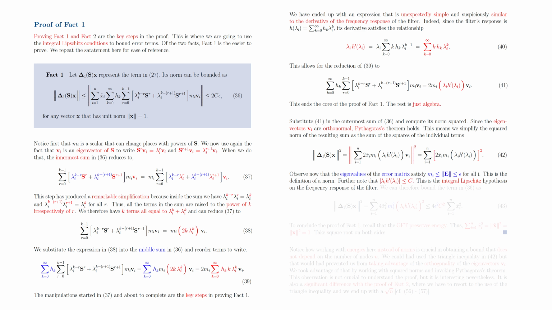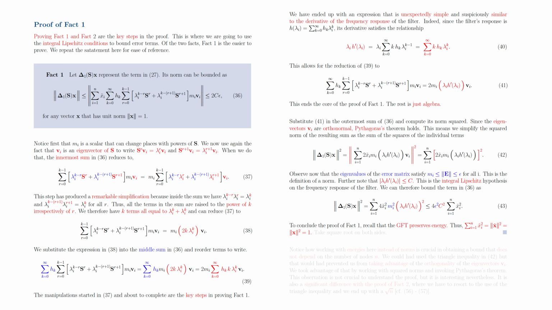Further note that the factors lambda_i times h prime of lambda_i are bounded by C. This comes from the integral Lipschitz hypothesis on the frequency response of the filter, as stated in equation 6. We can therefore bound the operator norm of delta 1 of S as we show in 43, where m_i squared is bounded by epsilon squared, and lambda_i times h prime of lambda_i squared is bounded by C squared.